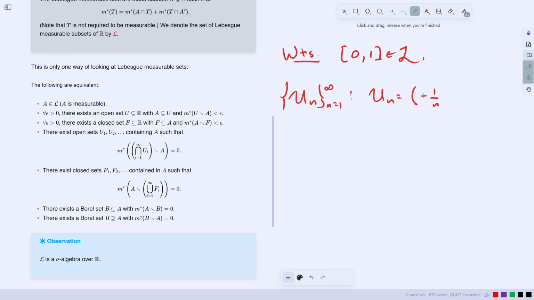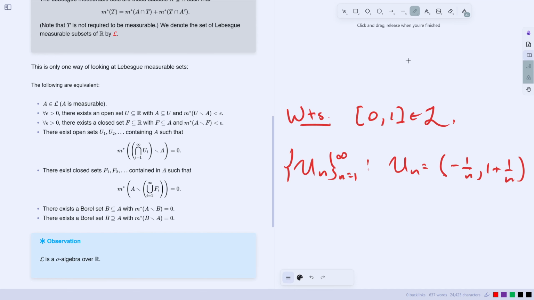Indexed by n, we'll have our left endpoint as -1/n, and my right endpoint will be 1 plus 1/n. What happens when n goes to infinity? This guy will go to 0. And this guy will go to 1. Now notice that this is a decreasing sequence of sets. That means as n gets larger and larger, the set gets smaller and smaller as it wraps around the unit interval [0, 1]. So you can kind of view it like this.